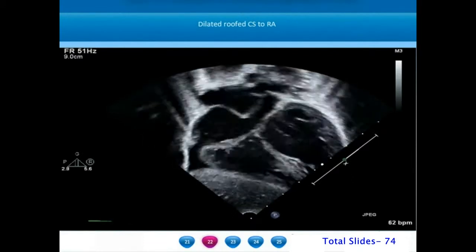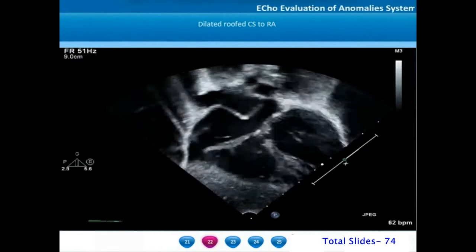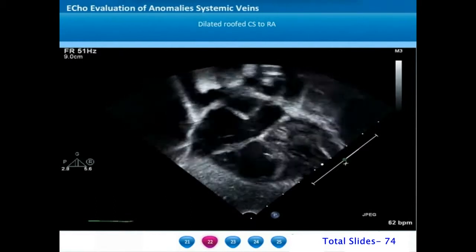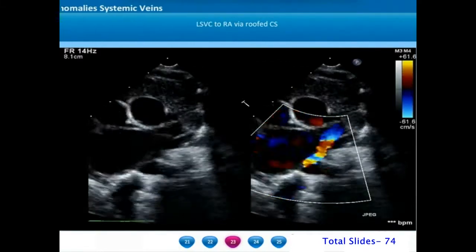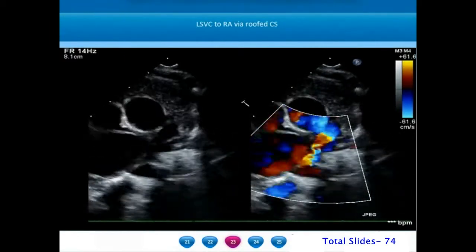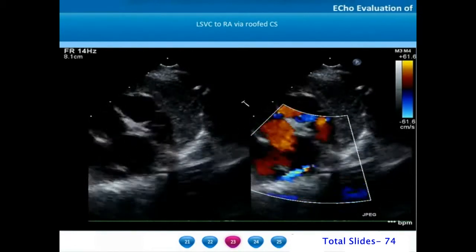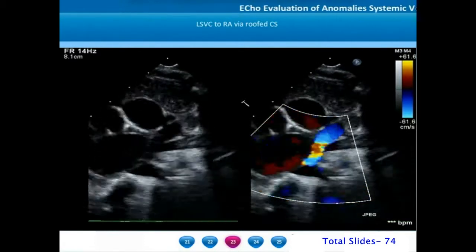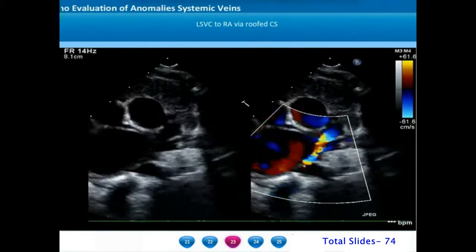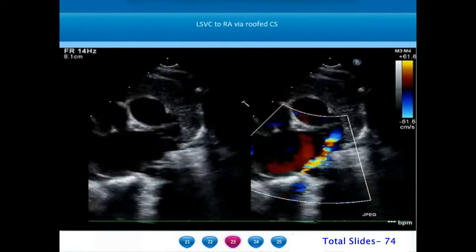On a subxiphoid coronal sweep, in the long axial view, we can appreciate the dilated roofed coronary sinus entering into the right atrium. This dilated roofed coronary sinus receives the left superior vena caval flows, and we can appreciate it clearly from very high parasternal or suprasternal echo windows. We can see in this example the blue flows through the dilated coronary sinus, which is completely roofed.